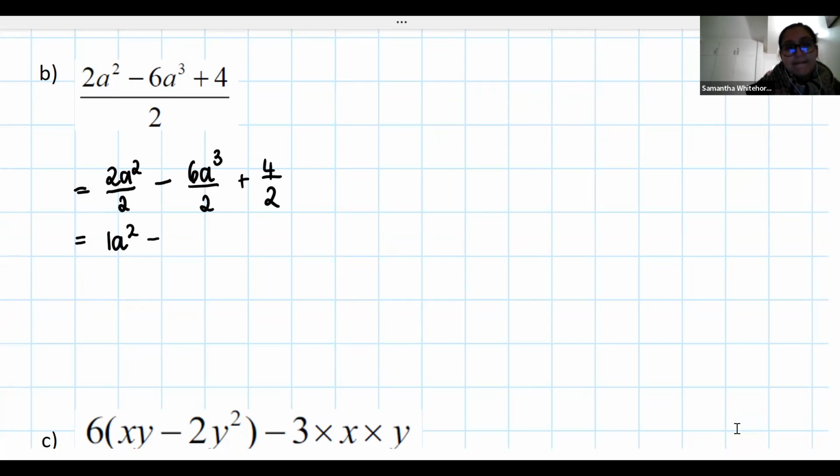Positive. Careful, a negative divided by a positive is? Oh, a negative, ma'am. Excellent, well done. So negative 3a cubed, good, keep going. Plus 4 divided by 2, which gives me 2. Excellent. Do you have any like terms here? No, ma'am, we're gonna stop there because we have no like terms. Wonderful. Excellent, Bonolo, well done.